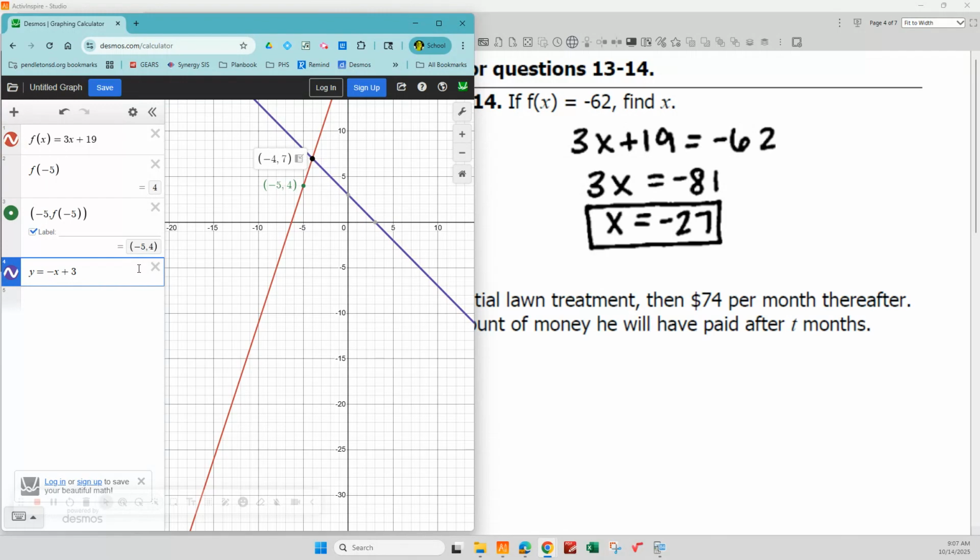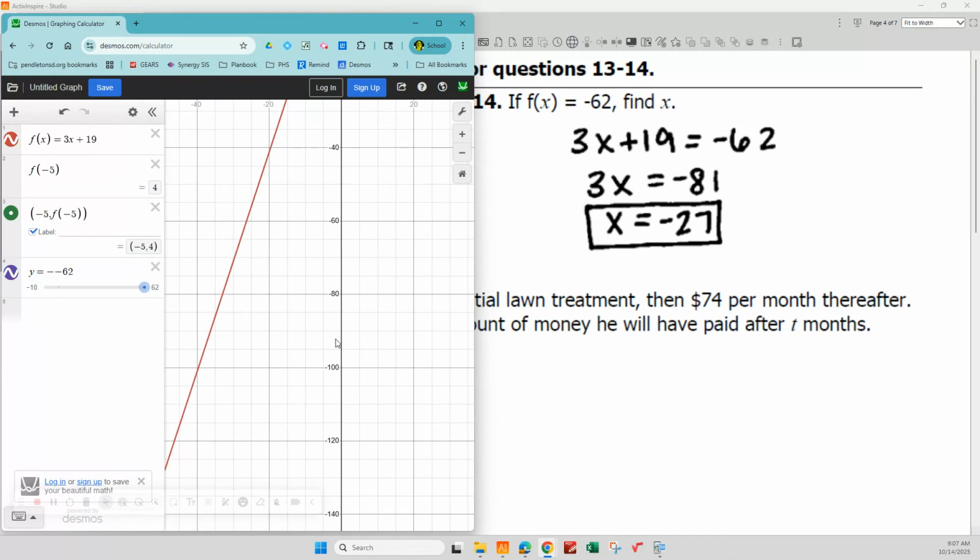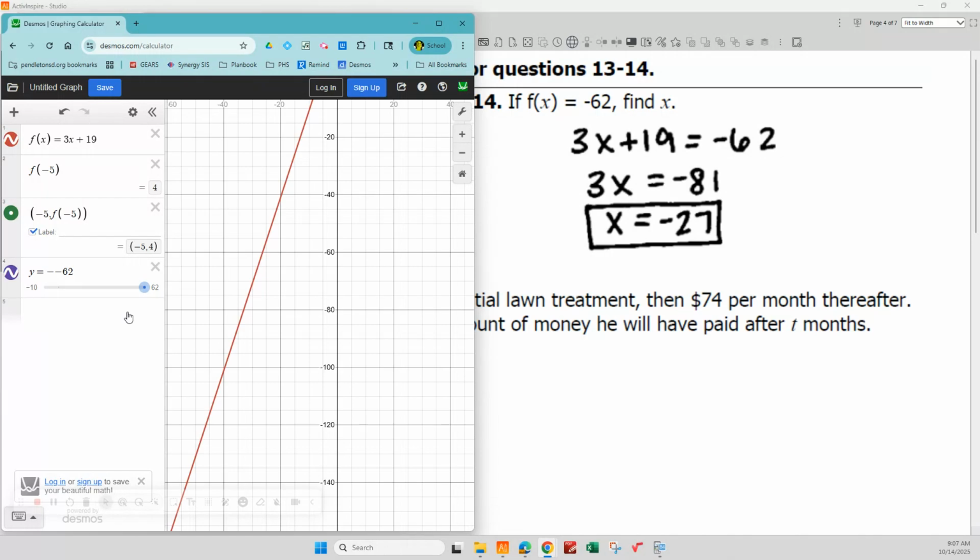Oh, what about that? What if I choose the line y equals negative 62? What kind of line is that going to be? A horizontal line, and what are the y coordinates going to be of every point on that line? Negative 62, including that point right there. That's the one we want, isn't it? Everybody see that? That's the one that tells us that when y is negative 62 on my red line, which is my function, x has a value of negative 27.